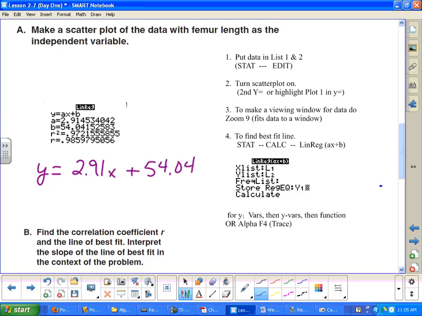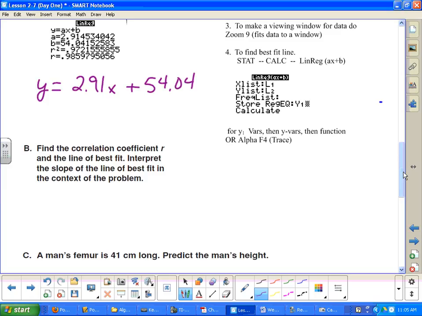Now, they want us to find the correlation coefficient. That's the value of r. So the value of r here, the correlation coefficient, is 0.986. We're going to use 3 decimal places. This is really close to 1, which means that those data points are a really good fit.